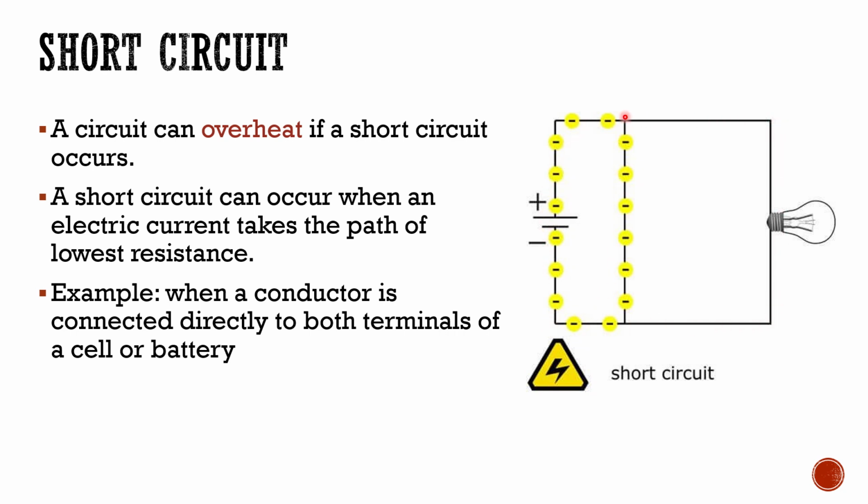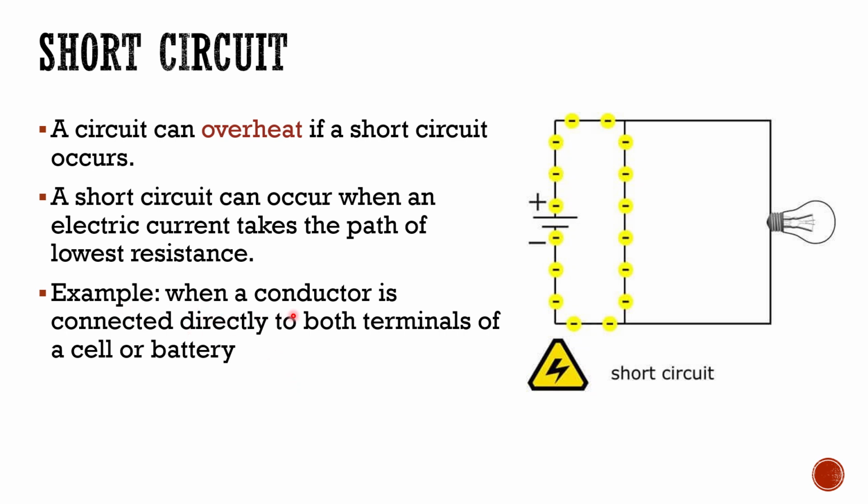But now, if there is a short circuit, meaning that there is a path of lowest resistance, like in this case, a wire is connected directly across the terminals of the cell, then the current will start following the path of lowest resistance, meaning the current will flow through the wire where there's no resistance. So the current will not flow through the bulb, but it will flow through the short circuit, and this can then cause a danger in your circuit. It can cause the circuit to overheat.